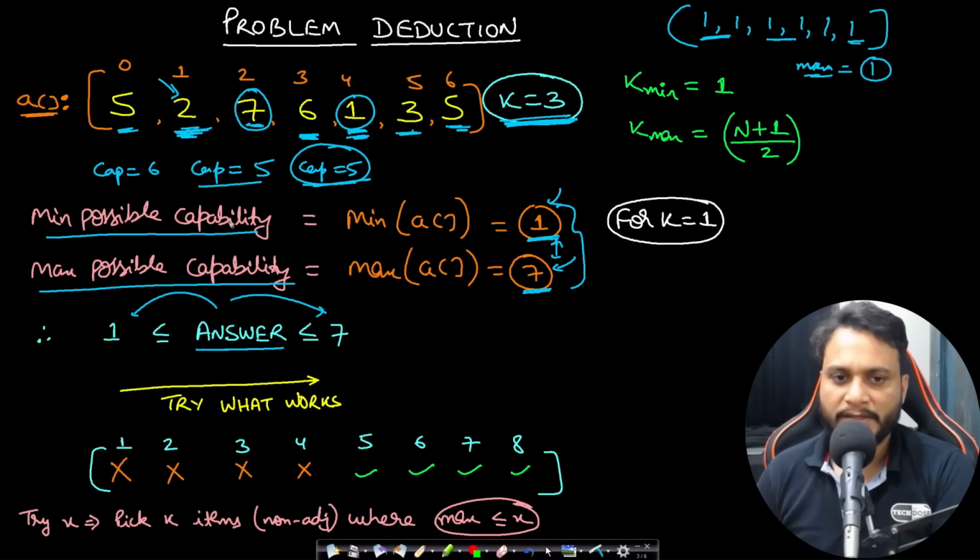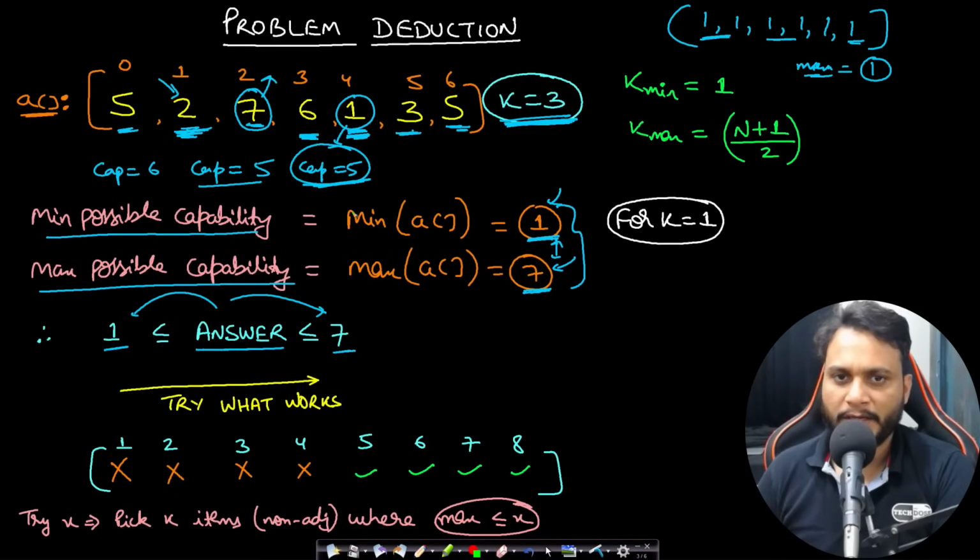So if 5 is the result, then is it lying between our answer range from 1 to 7? Yes, it is lying. And how do I know that? Because I know that the answer cannot be less than the minimum and cannot be more than the maximum. It has to be one of the array elements only.